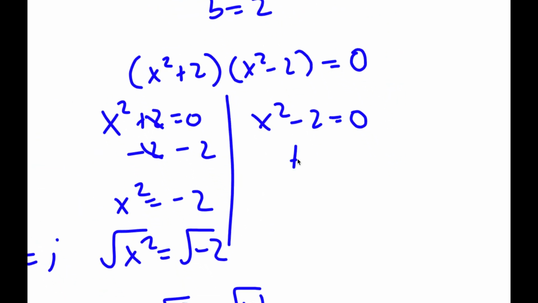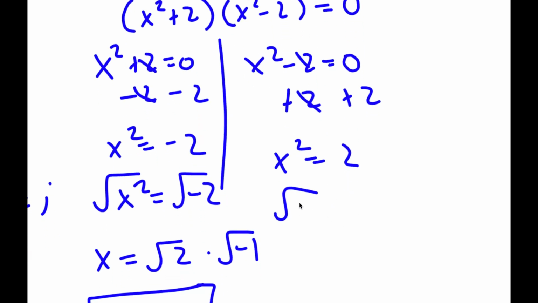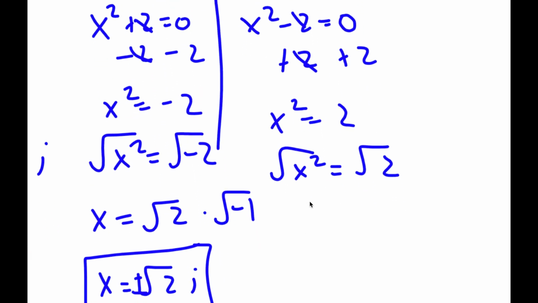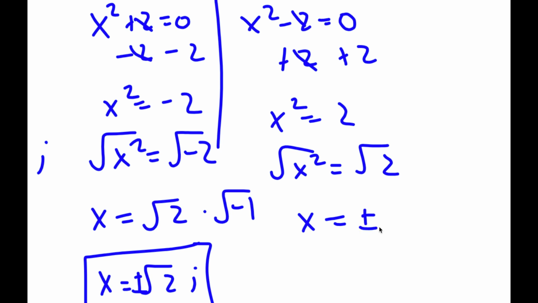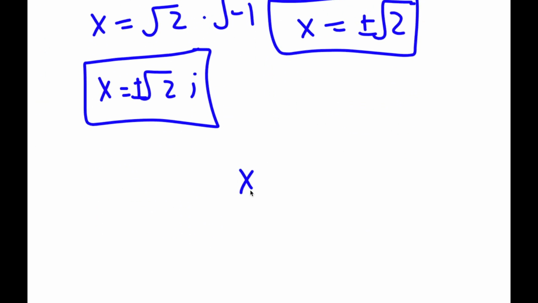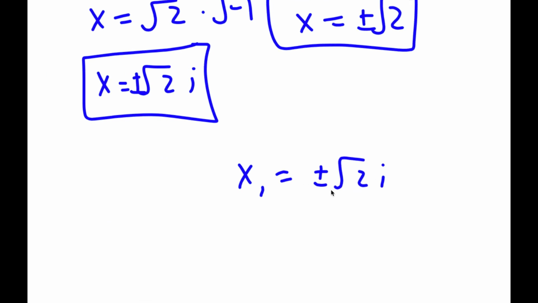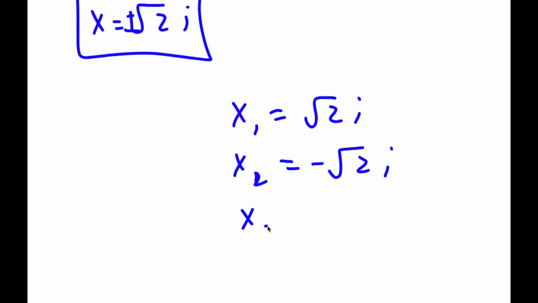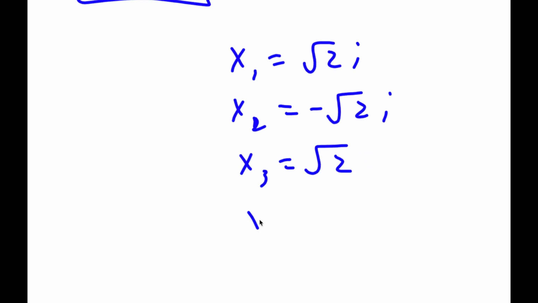Now for x squared minus 2 equals 0, I add 2 on both sides. I have x squared is equal to 2. Now if I take the square root, the square root of x squared is x, and the square root of 2 is positive or negative square root of 2. So my four solutions are x is equal to positive or negative square root of 2 i. x is equal to square root of 2 i. x is equal to negative square root of 2 i. x is equal to square root of 2, and x is equal to negative square root of 2.